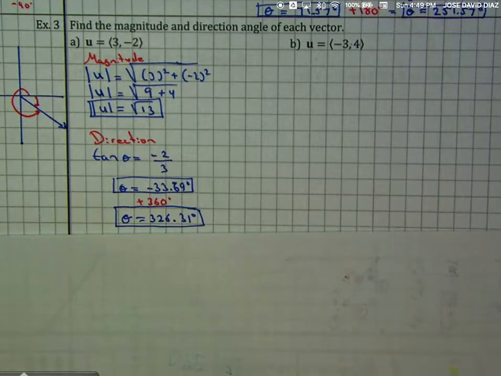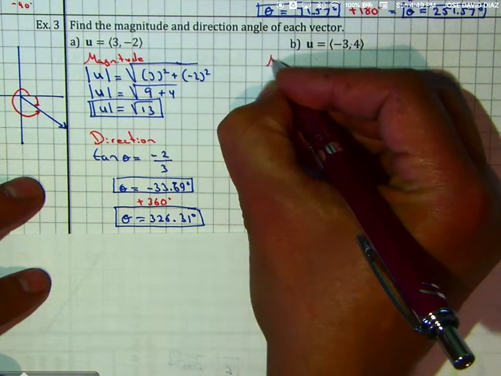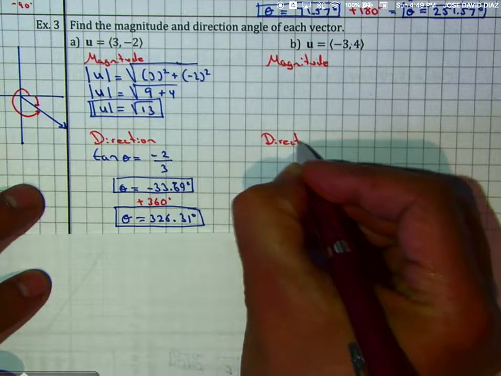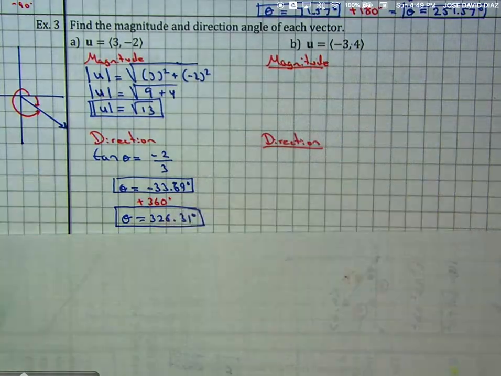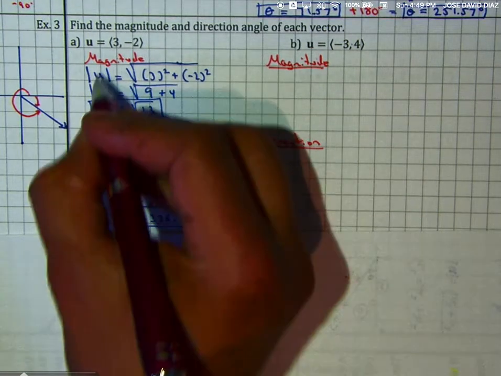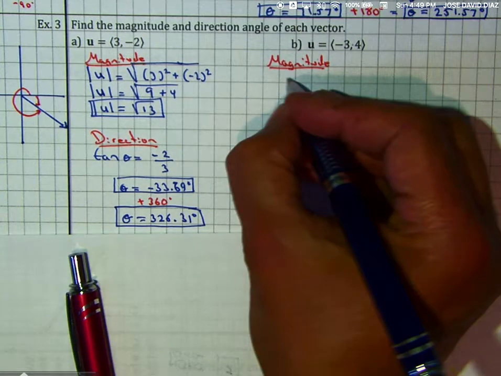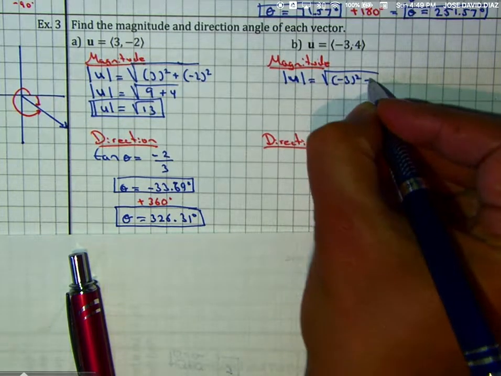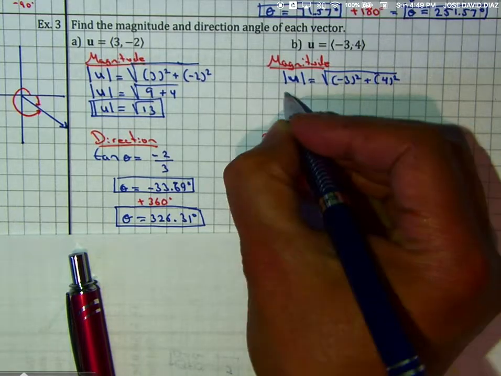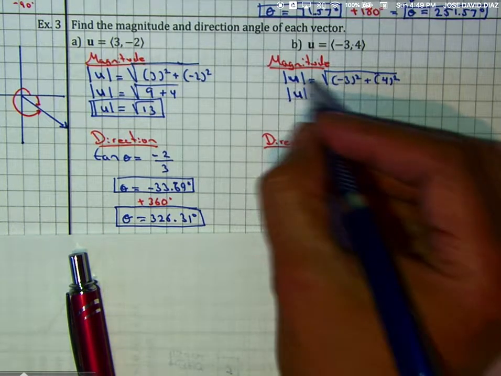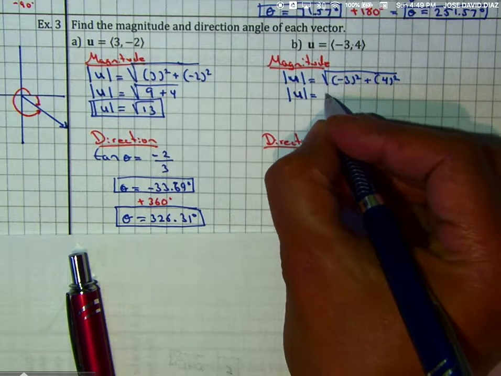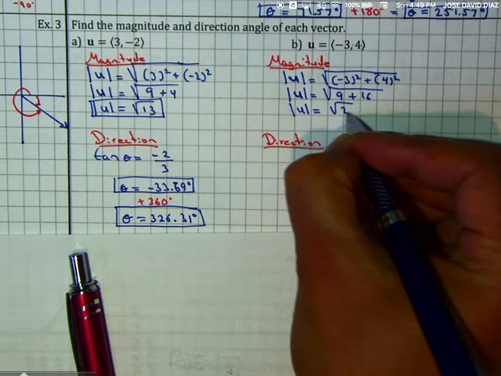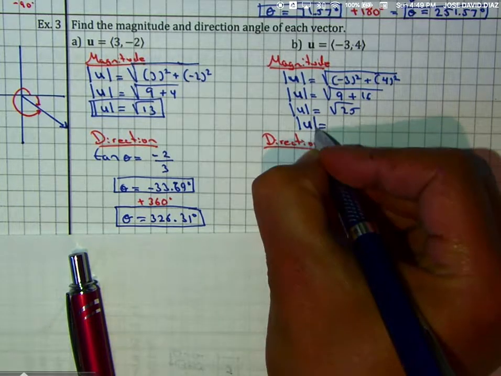Excellent. So I need to find two things. I need to be able to find my magnitude, and I need to be able to find my direction. So to be able to find your magnitude of vector u, it's going to be the square root of negative 3 squared and 4 squared. Remember, when you find the magnitude, basically you're looking for the length of the vector. So it'll be 9 plus 16, that'll be 25. So therefore your magnitude is not plus or minus, just 5.